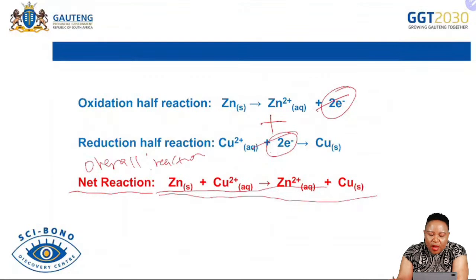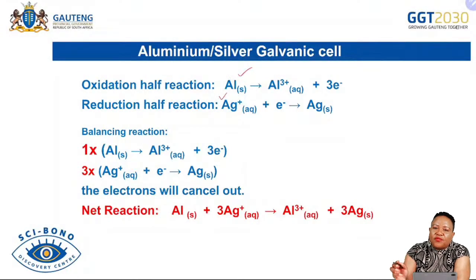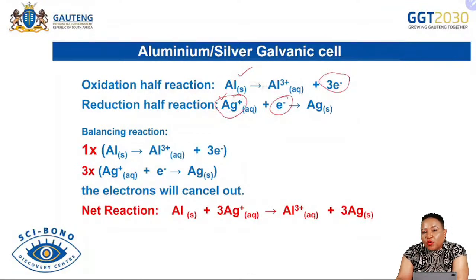There will be times where you will find that the number of electrons are not equal in your oxidation and reduction reactions. For example, if you are making an aluminum and silver cell, you will find that aluminum will lose 3 electrons, whereas the silver ion will only require 1 electron. Therefore, it means 3 of the silver ions must be present to gain electrons from aluminum. Therefore, we need to balance it.